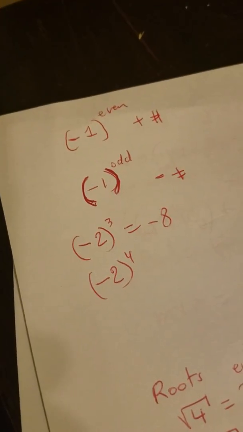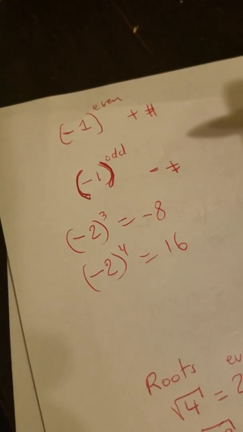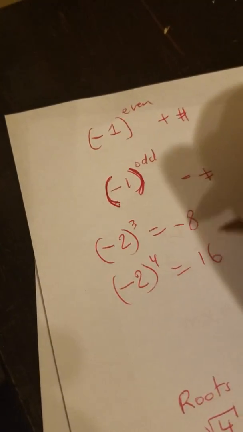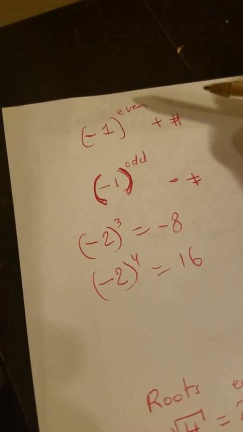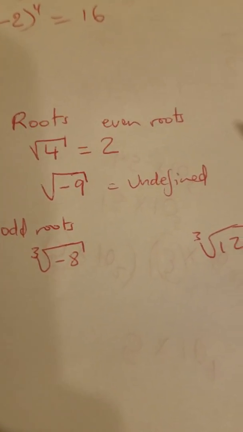Now if I have -2 to the power of 4, we know that 2 times 2 times 2 times 2 is going to be 16. But because the exponent is even, it's going to be a positive number. So positive 16. So when it comes to these cases, you have to always look at the even and the odd. Now the next thing we're going to talk about is the roots.